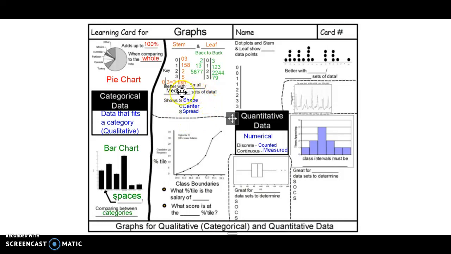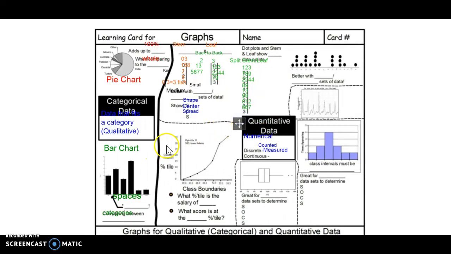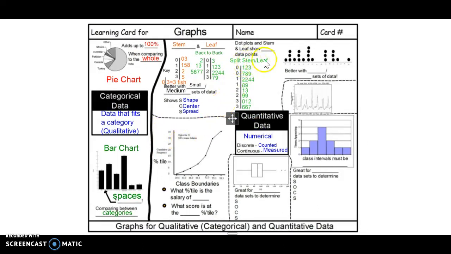Some of the other graphical displays don't show all of this, but a stem and leaf plot does. Sometimes with a stem and leaf plot, you can split the stem. So if you look at this example here, that is called a split stem and leaf plot. And notice that I've taken all of the single digit values and I've split them into 1 through 5 and then 7 through 9, or I should say 6 through 9.